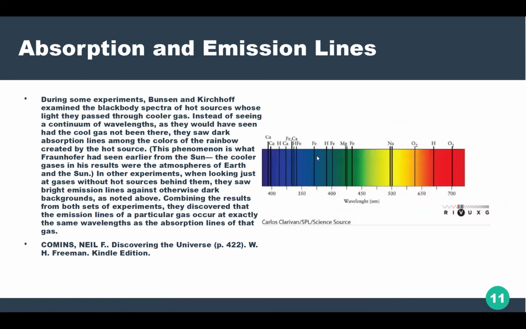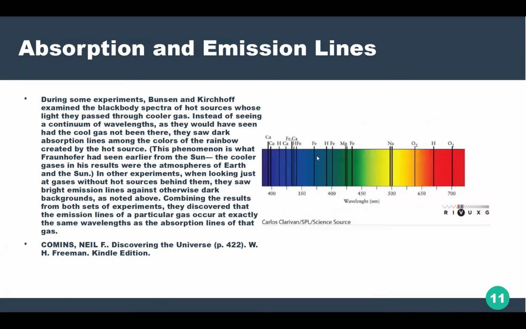During some experiments, Bunsen and Kirchhoff examined the black body spectra of hot sources whose light they passed through a colored gas. Instead of seeing a continuum of wavelengths as they would have seen had the cold gas not been there, they saw dark absorption lines among the colors of the rainbow created by the hot source. The phenomenon is what Fraunhofer had earlier seen in the sun. The colored gases in his result were the atmospheres of Earth and the sun.